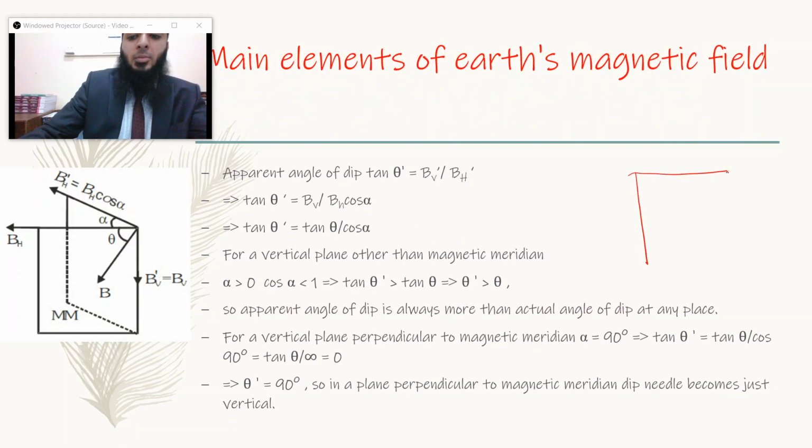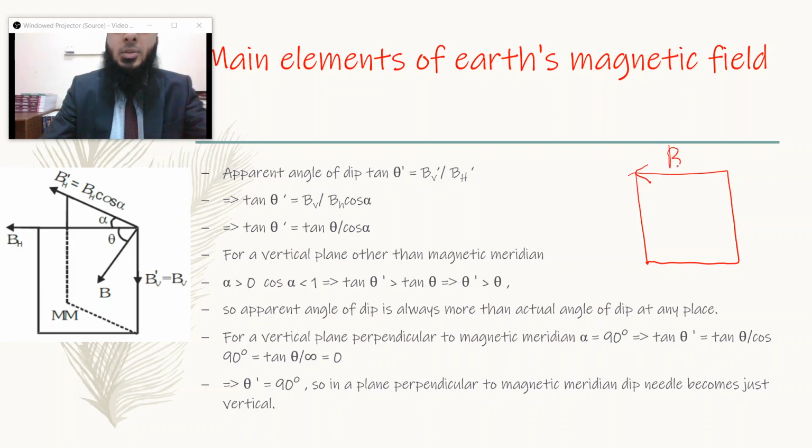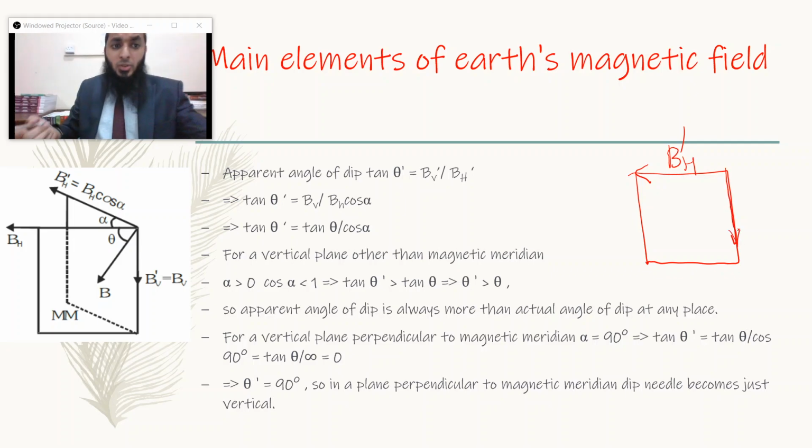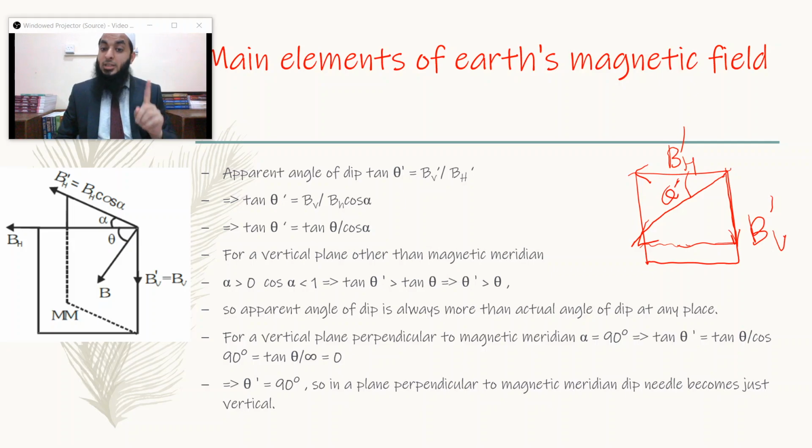If we talk about that plane, this is the plane which is not the magnetic meridian, but on which we have found the apparent dip. So now BH dash will be somewhere here, and BV dash, which is equal to BV, because the vertical magnetic field component has not changed. So that will be BV dash or BV, same thing. This line will show the angle of dip. Now this is an angle of dip, but is it the true angle of dip? No, it is the apparent angle of dip.